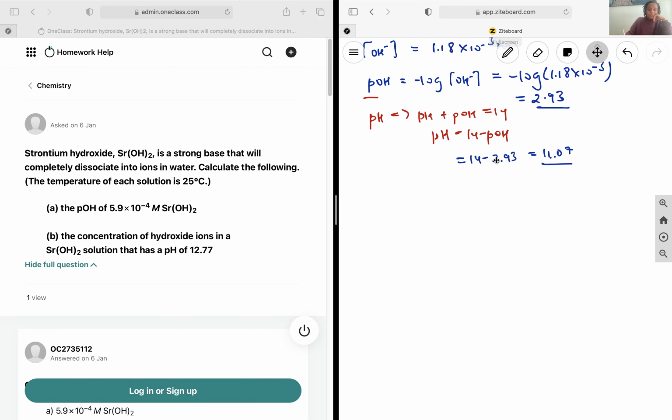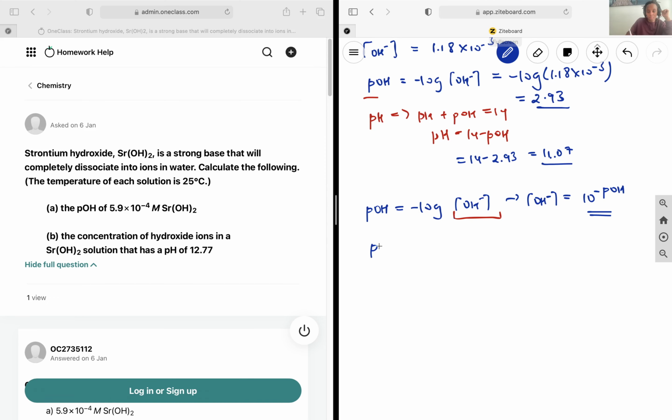Okay, for our next question, we want to find the concentration of hydroxide ions in a strontium hydroxide solution with a pH of 12.77. So we're going to be making use of the same equation. So first off, we know that, as stated before, pOH is equal to the negative logarithm of OH minus. But in this scenario, we're trying to find the concentration. And so we just note that we're isolating this. And so in order to go about that, the equation would become that the concentration of OH minus ions is equal to 10 to the power of the negative pOH.